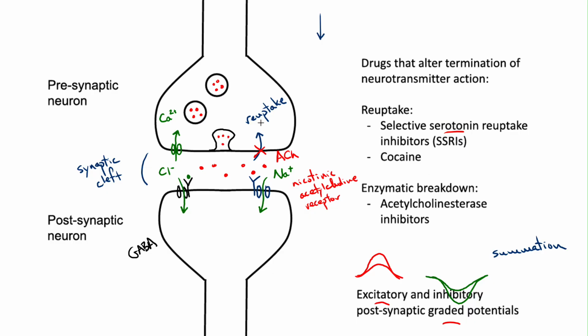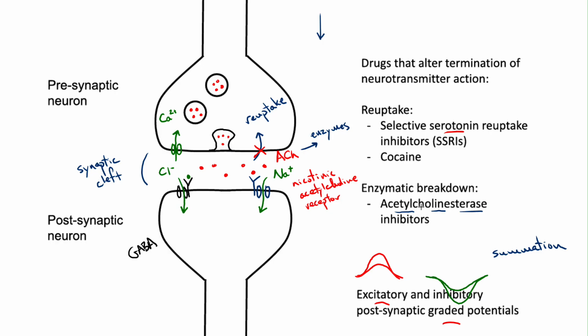In addition to reuptake into the presynaptic neuron, another way that neurotransmitter can be removed from the synaptic cleft is by being broken down by enzymes. And in fact, this is the way that acetylcholine is removed from the synaptic cleft. It's broken down by an enzyme called acetylcholine esterase. Now, if you inhibit the enzyme that breaks down acetylcholine by using a drug called an acetylcholine esterase inhibitor, then the acetylcholine is no longer being broken down and it's going to persist in the synaptic cleft longer and transmission is going to be altered.